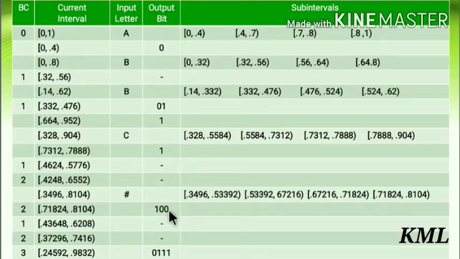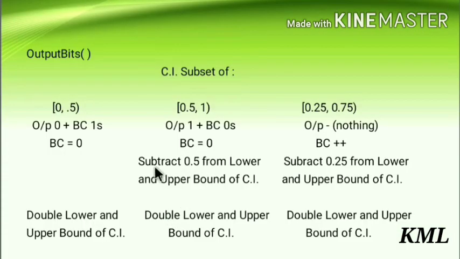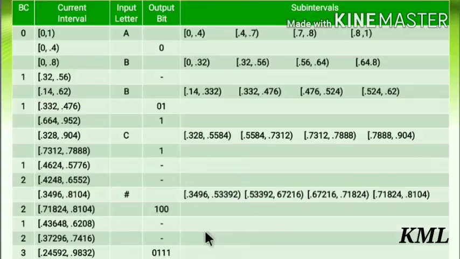Okay, so next what you have to do is set bit count to 0, subtract 0.5 and double the lower and upper bounds. So set bit count to 0. So after this step, bit count becomes 0.